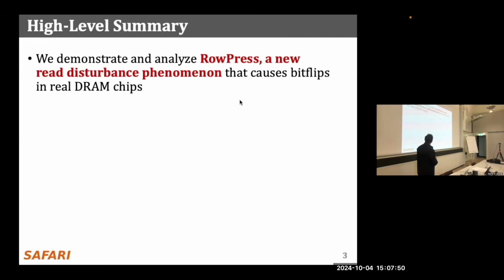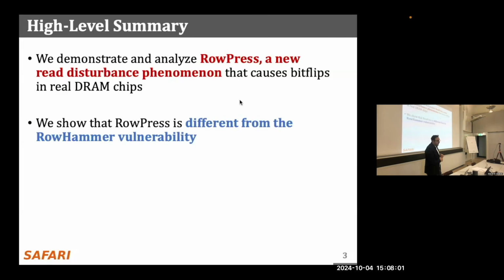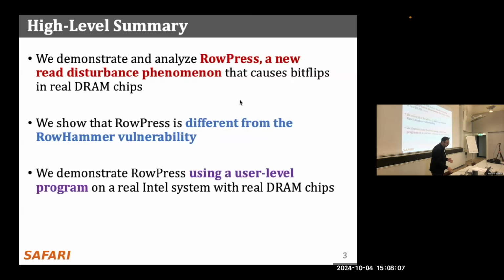So the high-level summary is we demonstrate in this paper and analyze a new read disturbance phenomenon that we call RowPress that causes bit flips in real DRAM chips. And we show that RowPress is a read disturbance phenomenon that is different than RowHammer. Hopefully I will convince you that it is different by showing some experimental data. And we demonstrate that RowPress can be exploited from within a user-level program. We just have a proof of concept for that, but we are expecting security researchers to come up with more effective attacks.